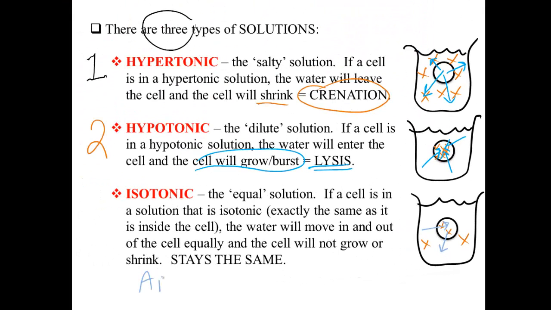The last type of solution is the isotonic solution, where the amount of salt or solutes is the same inside as it is outside. They're equal concentrations. So the water's still going to move. It'll move in and out, but it'll move in and out equally. So the size of the cell stays the same. It doesn't grow, it doesn't shrink. And in all these cases, the water will move until it's equal, or at equilibrium.